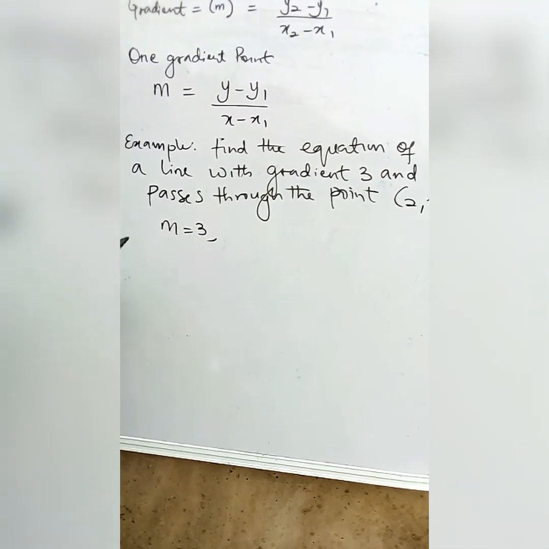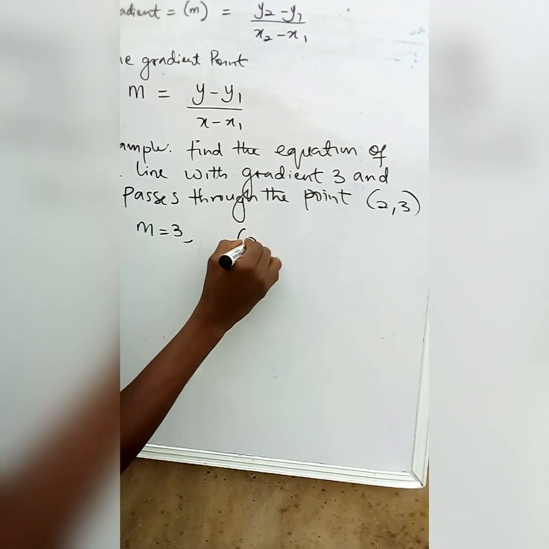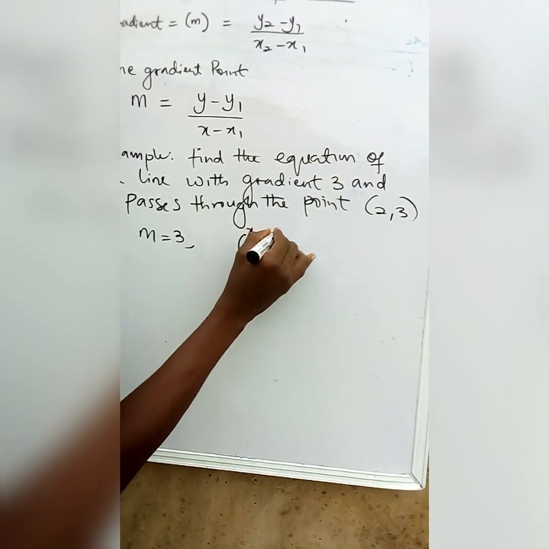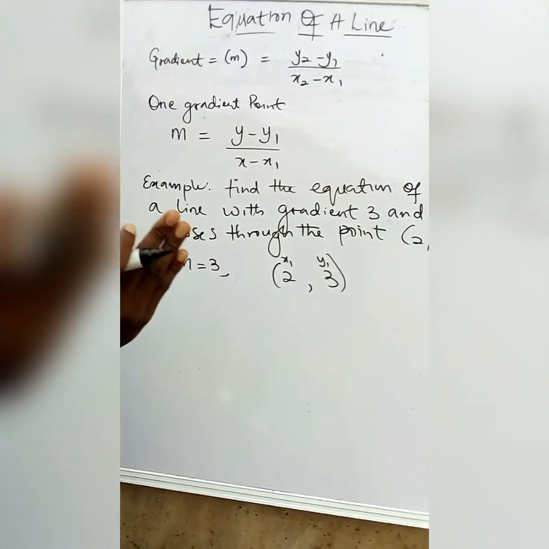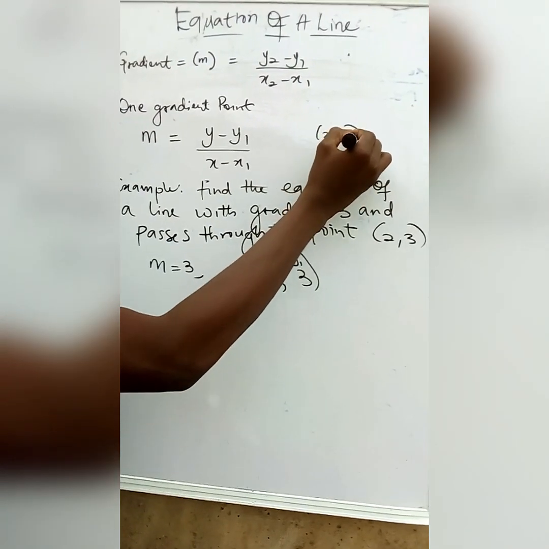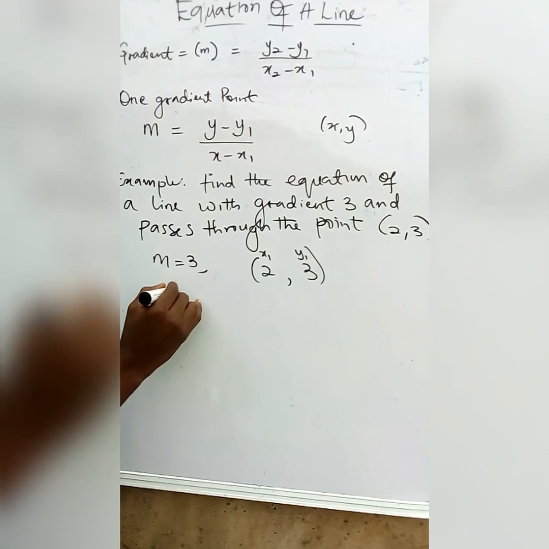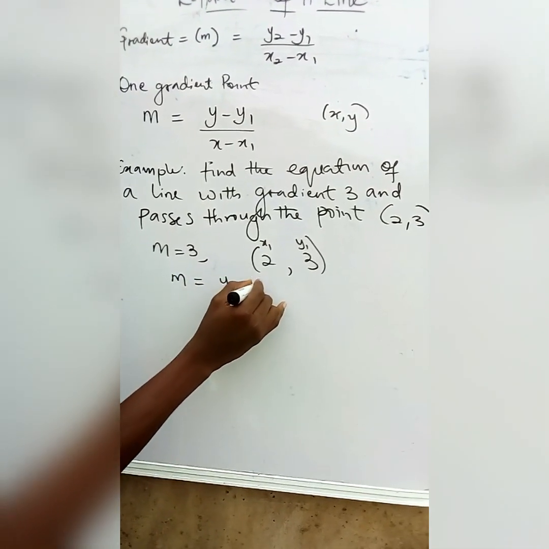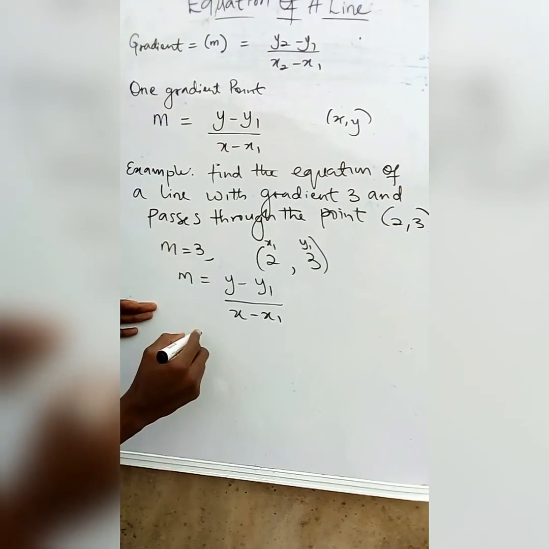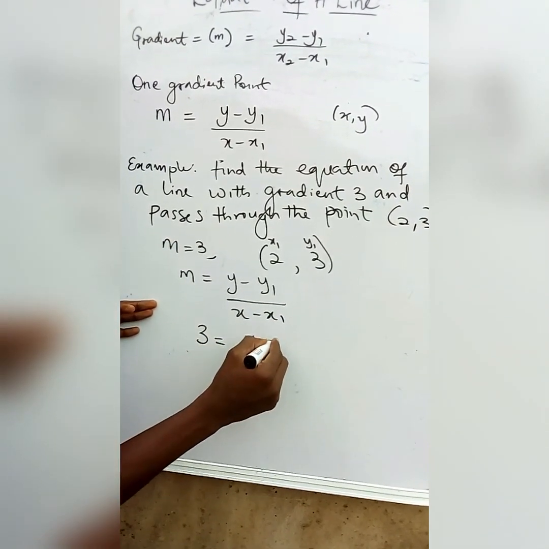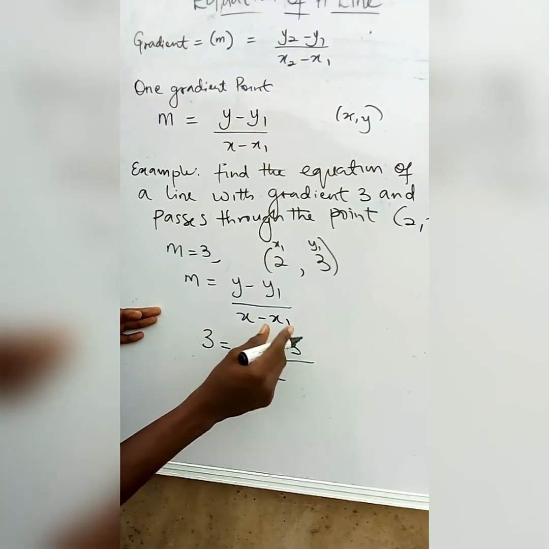Now, the next thing, do we know our y1? Do we know our x1? We are given one point, so automatically 2, 3. This is our x1, and this is our y1. Don't forget your coordinate pair is always in the form of x, y. Always x, y. So let's go now. We can now input our formula. Our formula is m is equals to y minus y1 over x minus x1. What is our m? 3. Y minus our y1 is what? 3, over x minus our x1 is what?